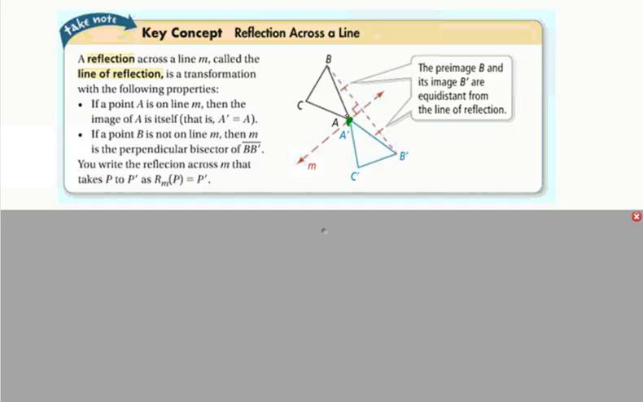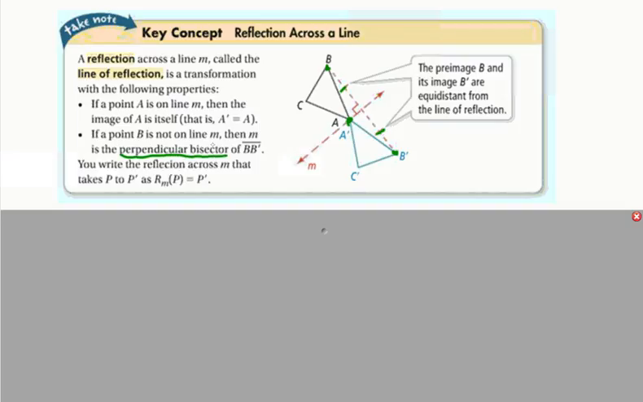It stays right there. But if you have a point not on the line, so point B over here, B prime, or its image, would be the same distance away from that line of reflection. And it would form a perpendicular bisector.